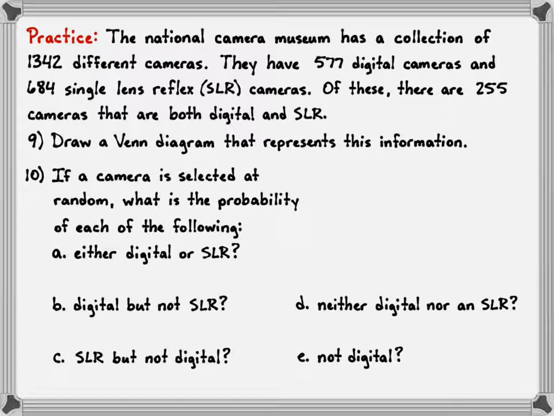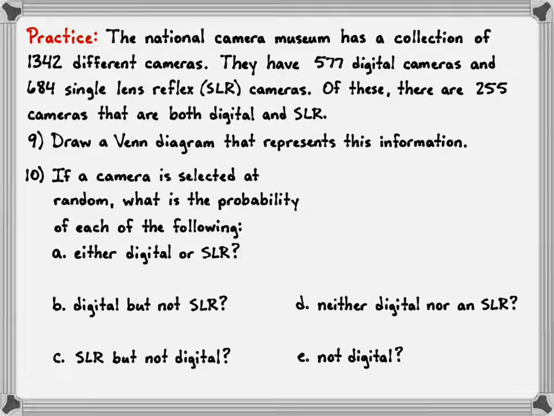The National Camera Museum has a collection of 1,342 different cameras. They have 577 digital cameras and 684 single lens reflex cameras. Of these, there are 255 cameras that are both digital and SLR. So I want you to pause the video and answer these questions on your own to see if you know what you're doing, and then come back and check your answers.